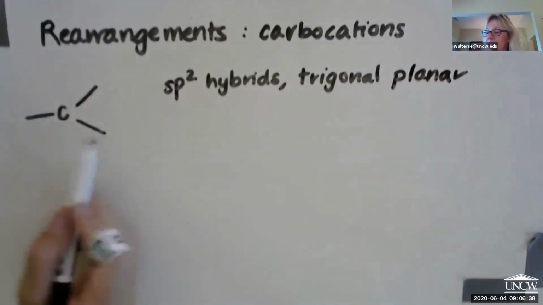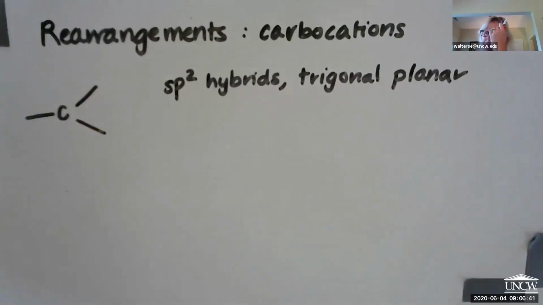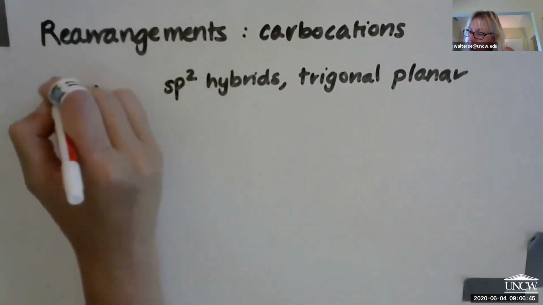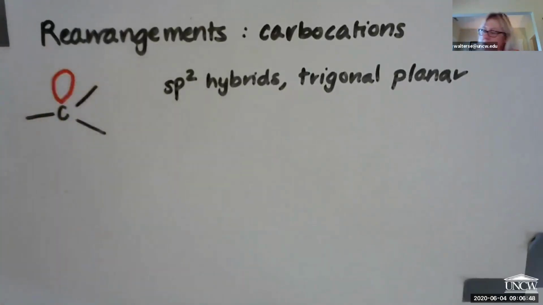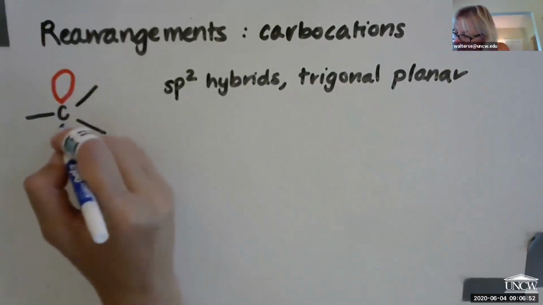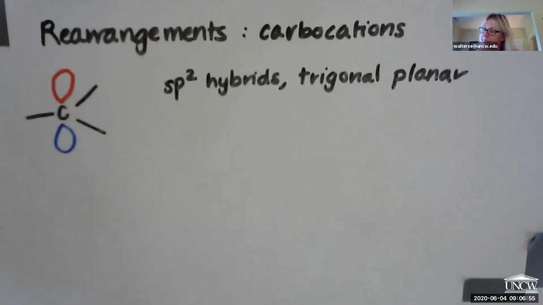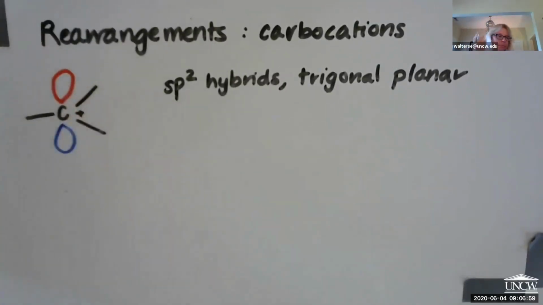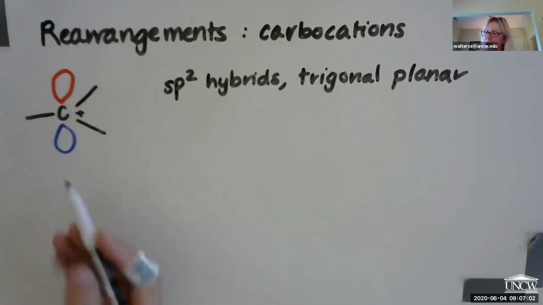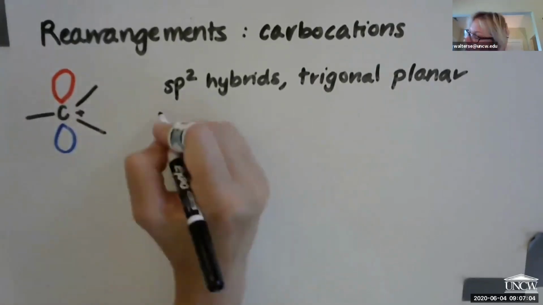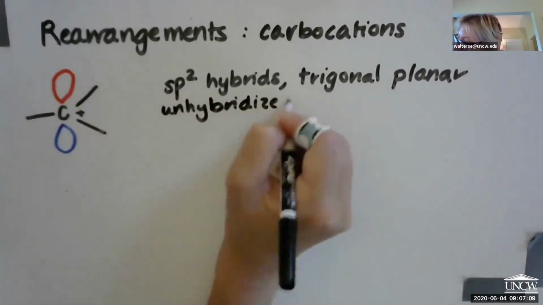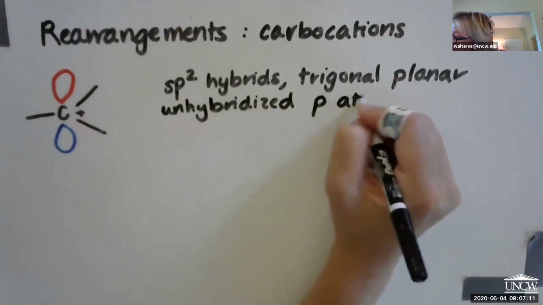So this species is flat on the whiteboard, and coming up towards the camera would be one lobe of the p orbital, and below would be the other lobe of the p orbital. The carbon has a positive charge. So carbocations, let me write that real quick. You have one unhybridized p atomic orbital.